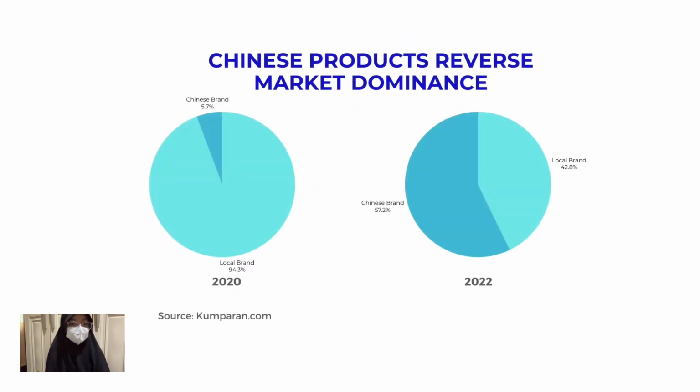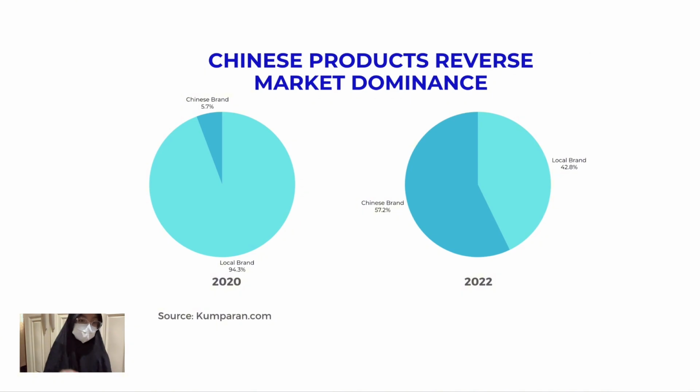So, let's take a closer look at the pie charts and what they reveal. The first chart compares the market share of local and Chinese skincare brands in 2020 and in 2022, highlighting a major shift in just 2 years. In 2020, local brands dominated with 94.3% of the market, while Chinese brands held a mere 5.7%. However, by 2022, the landscape had changed dramatically.